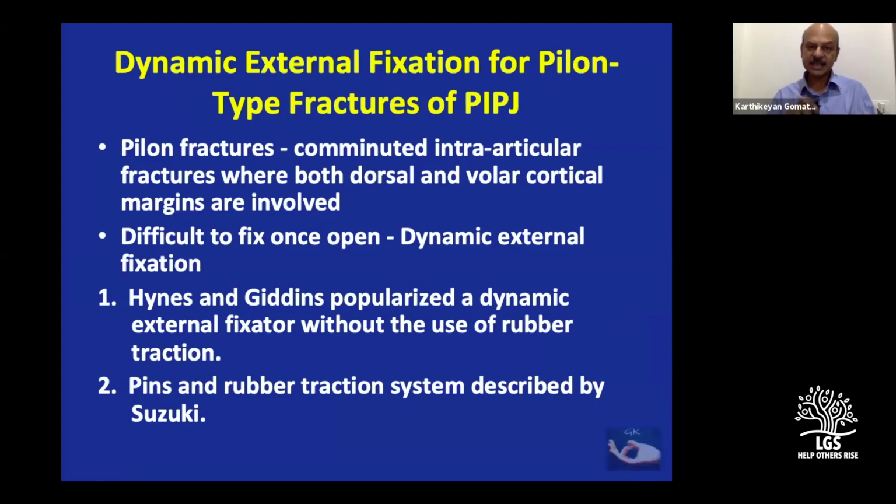So lastly, we come to what is known as a pylon fracture, that is of the head of the proximal phalanx or the base of the middle phalanx. Now these fractures are comminuted intra-articular fractures where both the dorsal and volar cortical margins of the middle phalanx are involved. Now it is difficult to fix once it is open. It is all lying there because the soft tissues are holding the small fragments together. When you open it, they just fall out like that.